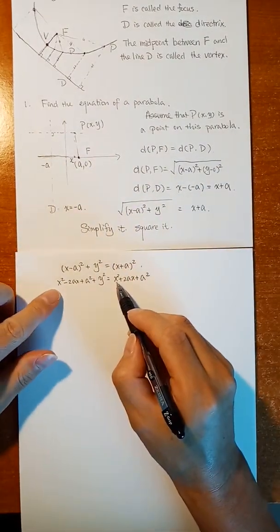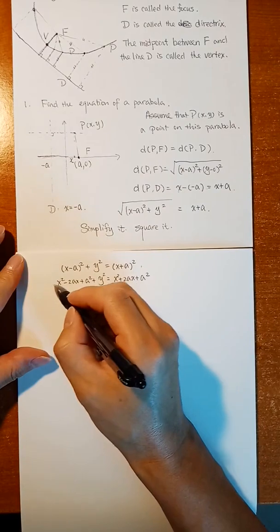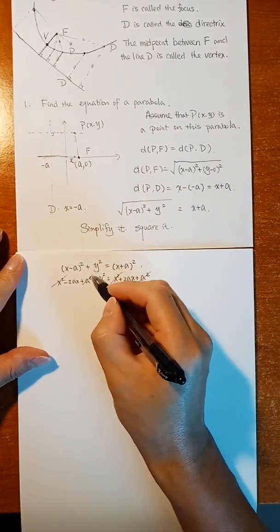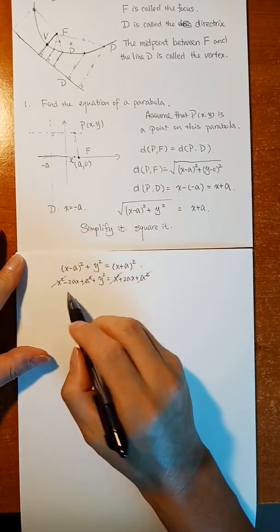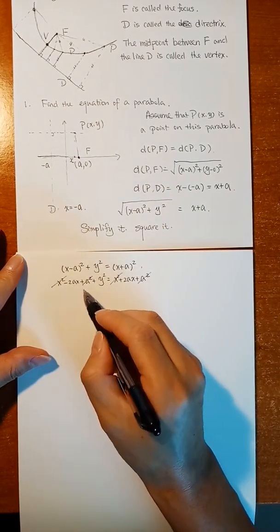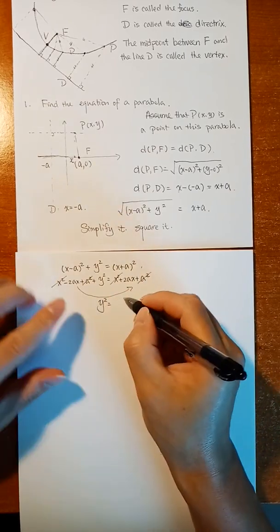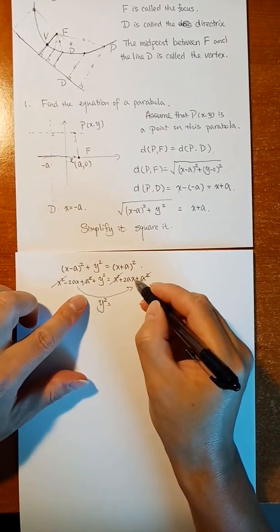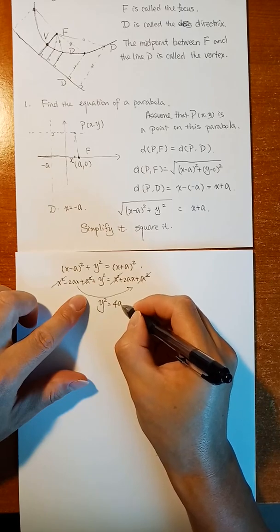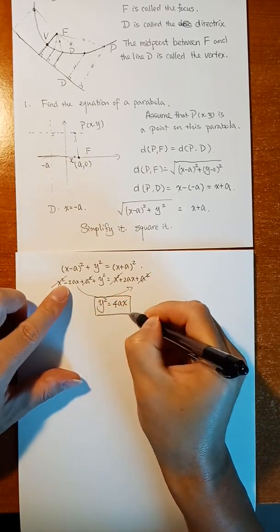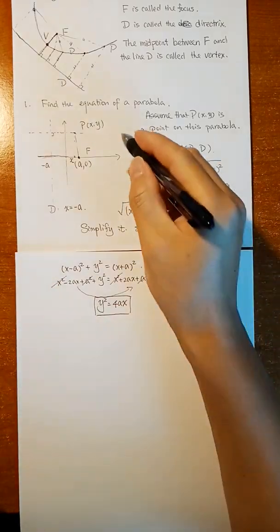And you see x squared on two sides, they are cancelled. A squared on two sides, they are cancelled. Right? And then you have negative 2ax. We move negative 2ax to the right side. It becomes positive 2ax. With this positive 2ax, it becomes 4ax. You see? It's much, much better. So this is the equation of the problem.